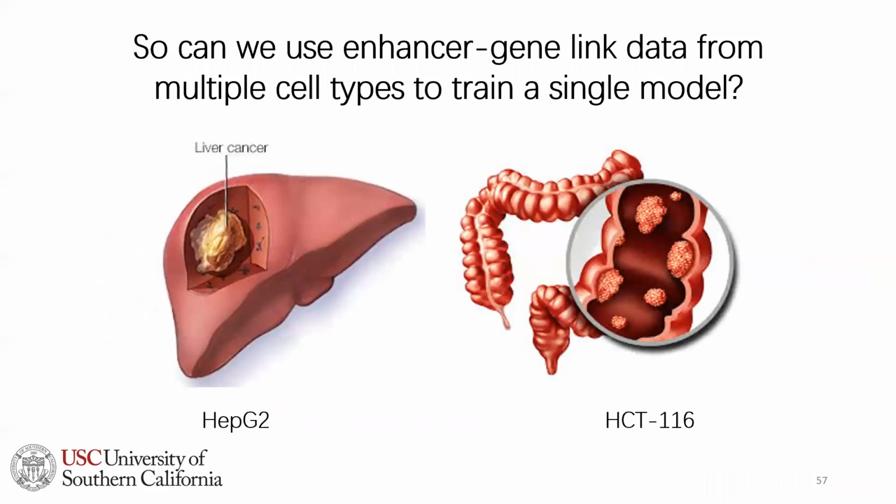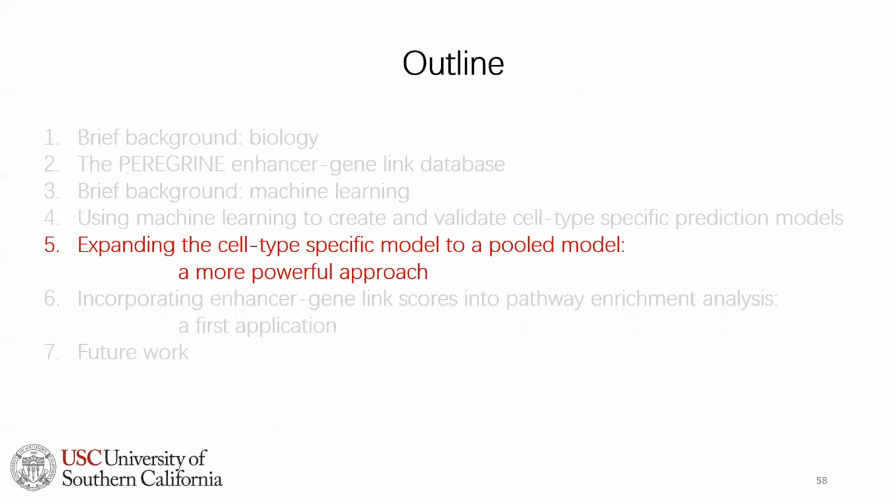So the next kind of thought that arose from that was, can we then use enhancer gene link data from multiple cell types to train a single model? If the mechanism is consistent, then can we take advantage of that and sort of pool our data to make a model that has more data points to train on? So I believe that we can, in the form of a pooled model, which I'll talk about now.